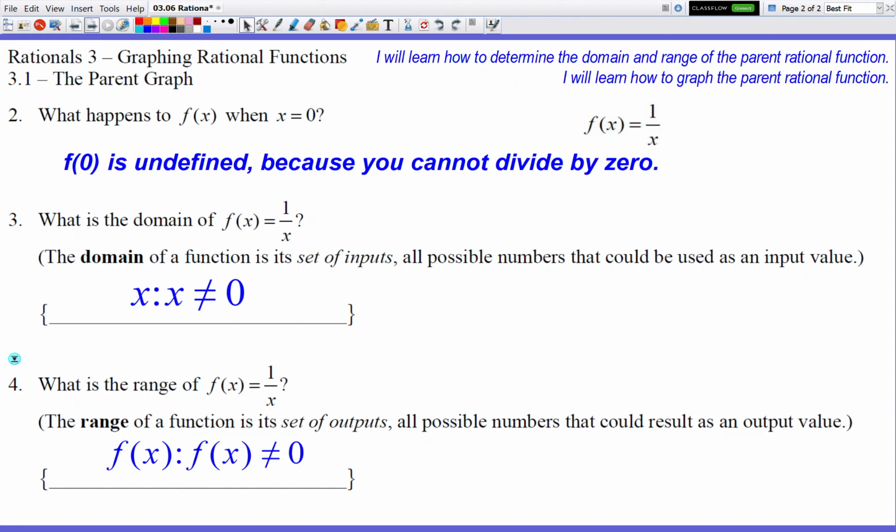Okay, and then the range. Range is going to be all your outputs, or your y values, and because you don't have a 0 on the top of the fraction, you're never going to get 0 as an answer. You're never going to get 0 as an output. The only way you're going to get this fraction equal to 0 is if you have a 0 on the top. But when you look at this equation, it says 1 over x. It says 1 is on the top, so you're never going to get a 0 on the top. Therefore your output is never going to be 0 either. So you can have any other output, just not 0 for this situation.